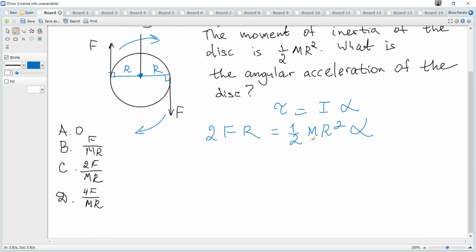And we just need to solve for alpha, and we can see that alpha becomes 4F divided by mr. So it's D. The next.